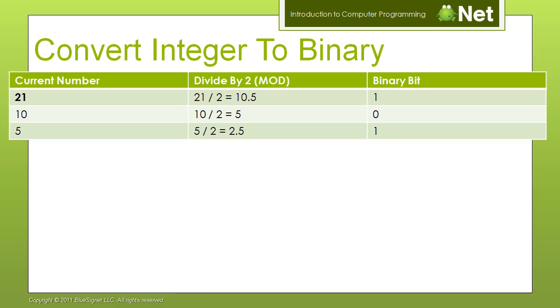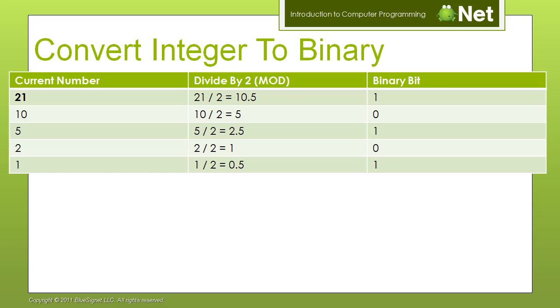Now we divide it again. Now we have 2.5. Since we have a remainder, the binary bit is on, and we drop the 2 down. Now this divides evenly, so it's a binary 0 bit. Drop the 1 down. 1 divided by 2, we have a half. There's a remainder, so that's on.